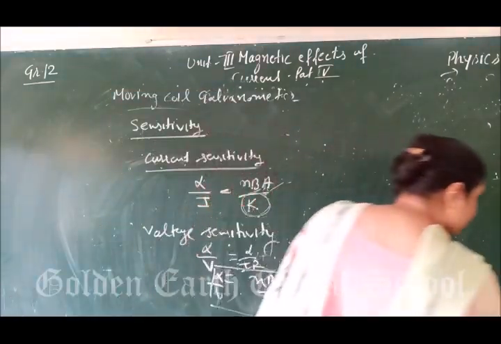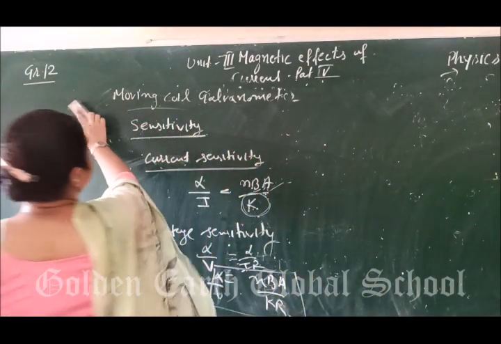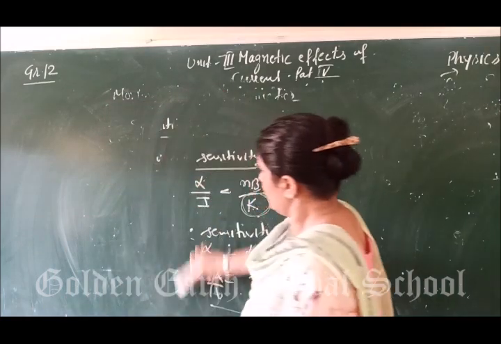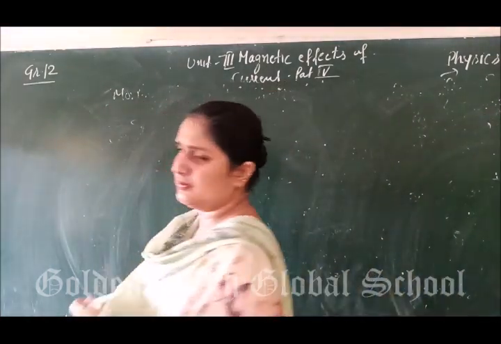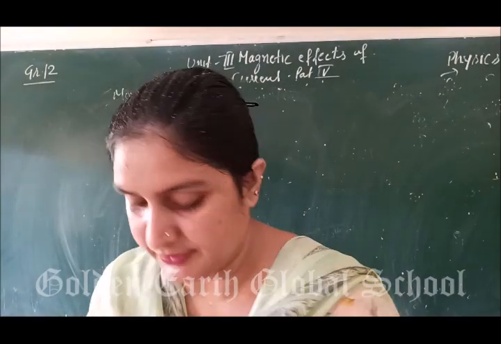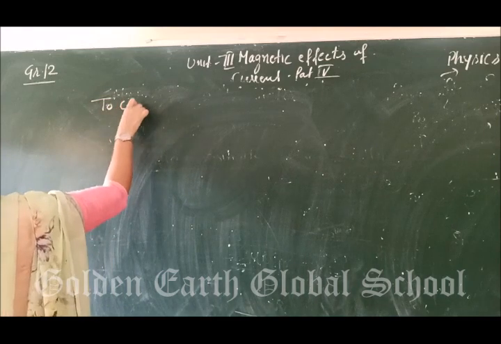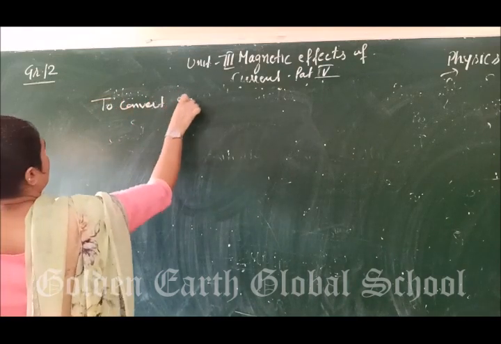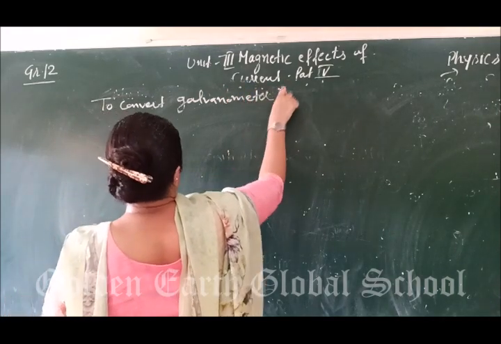Clear? Now next one is we are going to convert the galvanometer into voltmeter and ammeter. Next is the conversion of galvanometer into voltmeter and ammeter. To convert galvanometer into ammeter.